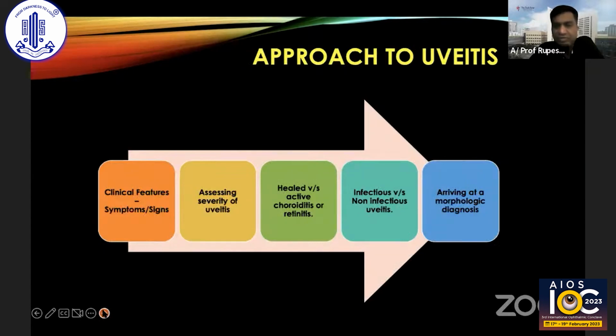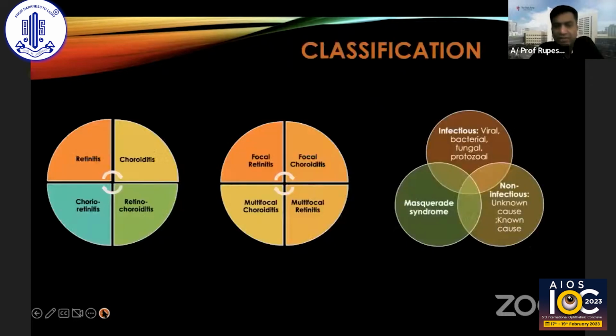I try to make it a bit simpler by saying that you assess the clinical features, the symptoms with the signs, which allows you to assess the severity of the uveitis, and then to say whether it is healed or active, infective or non-infective, and only then come to a morphologic diagnosis. If you can follow some of those things, it will really help you. And once again, when you go for the classification, there are different types of classification which people have spoken about. A lot of new things are coming up, but it should be something very simple, anatomical.